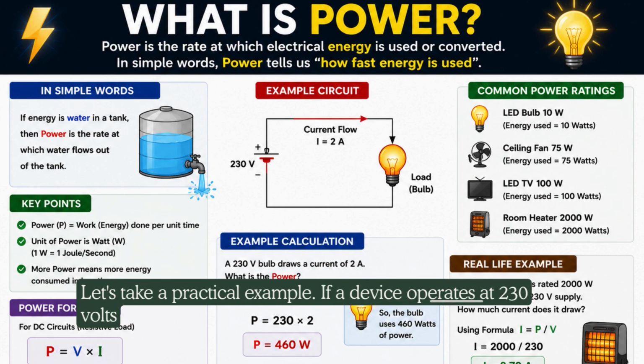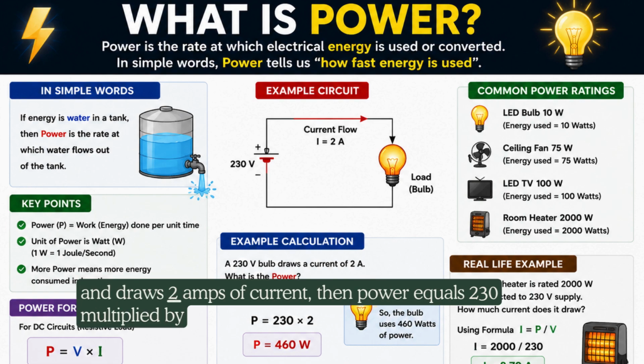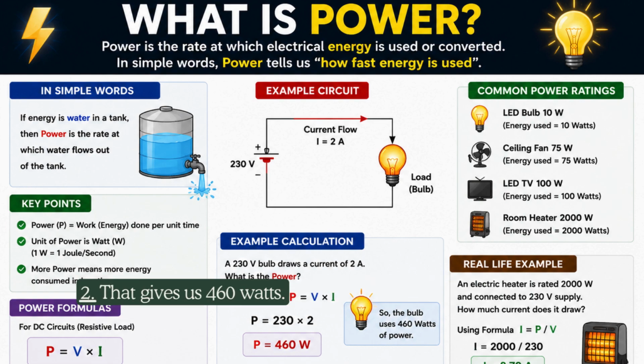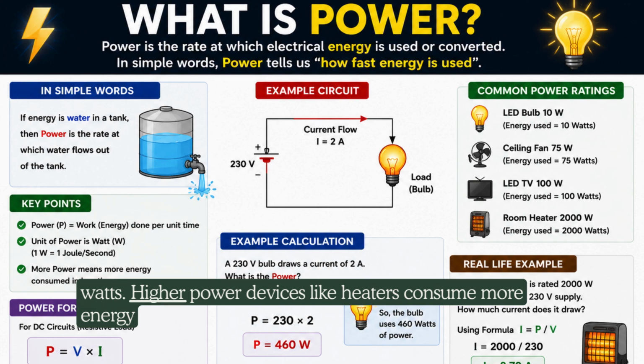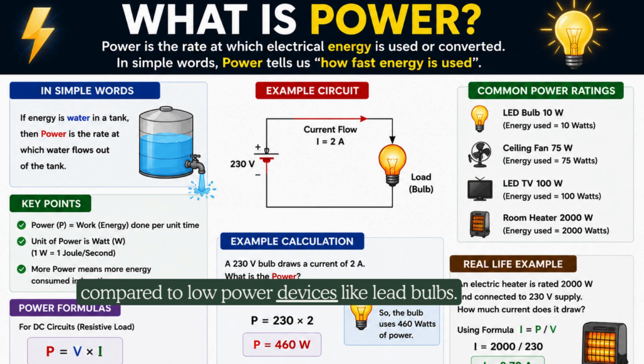If a device operates at 230 volts and draws 2 amps of current, then power equals 230 multiplied by 2. That gives us 460 watts. This means the device consumes electrical energy at a rate of 460 watts. Higher power devices like heaters consume more energy compared to low power devices like LED bulbs. Remember, power is the rate of energy use.